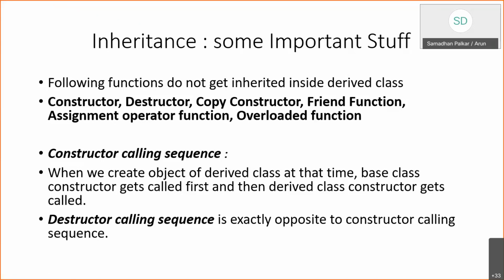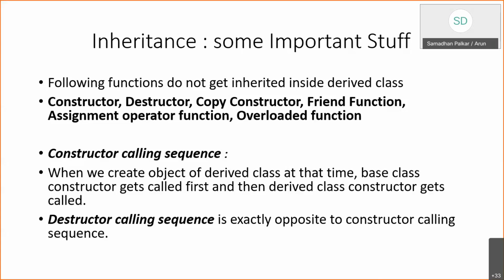There are certain functions which are not actually inherited inside the derived class. Those functions are the constructor, even the destructor, the copy constructor, the friend function, the assignment operator function, even overloaded functions, right? So all those functions are not inherited inside the derived class, right? So keep in mind that functions like constructor, destructor, copy constructor, friend function, and overloaded functions are not inherited inside the derived class.